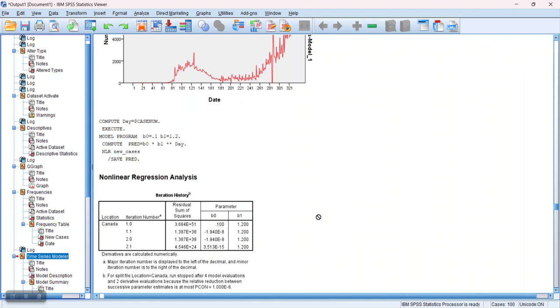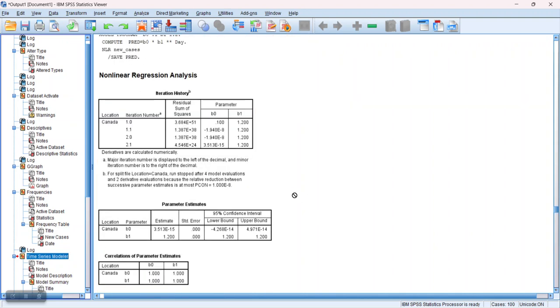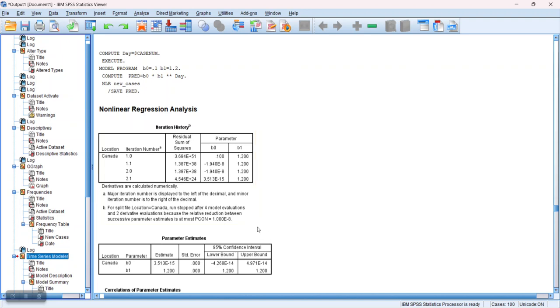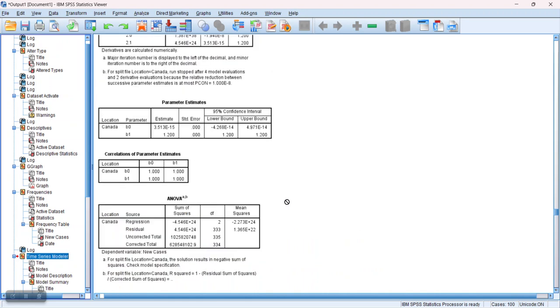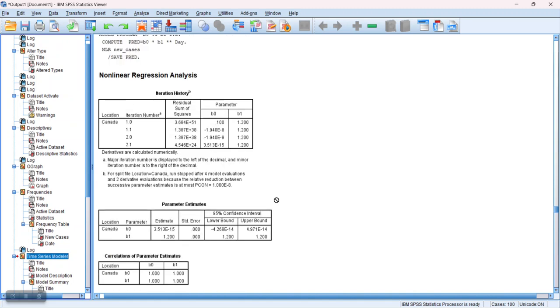And then next, let's go to nonlinear regression analysis. We fit this model using an exponential function of the number of days. So yeah, this one: iteration history, parameter estimates, correlation, ANOVA. The model we fit has two parameters, B0 the intercept, and B1 the growth parameter that is raised to the power of time in days. This model also fits the data quite well.